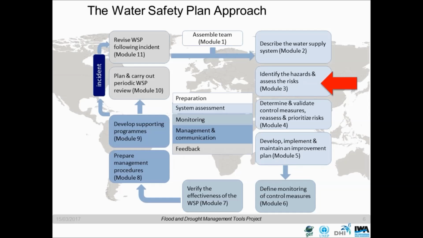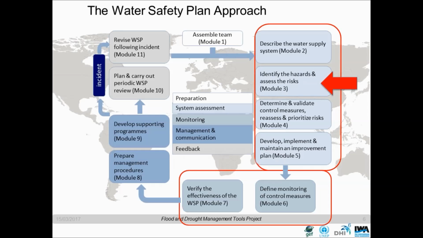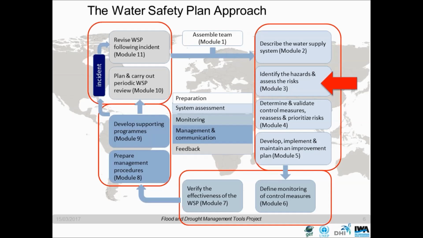Now, the water safety plan approach has 11 modules, and usually we begin with the preparation phase, which is the assembling of the team, and then of course the system assessment, which has 5 modules, then monitoring, which has 2 modules, management and communication, and then the feedback. We will start with assembling the team.